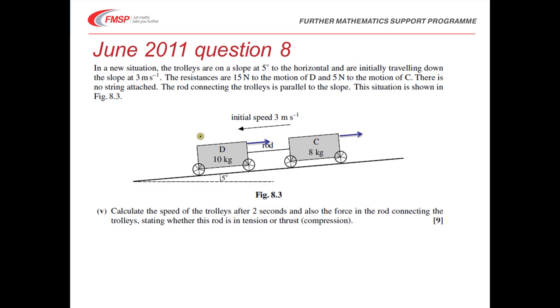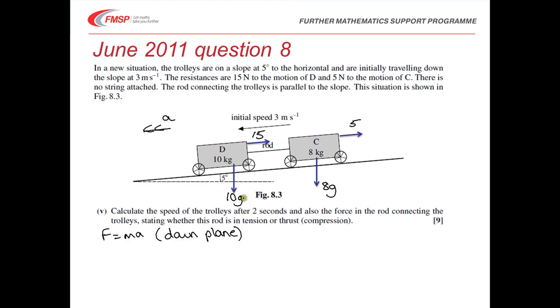So we've got 2 resistances to motion described in the question here, 15 on D and 5 on C. There's no string attached in this case. We've also got the weights involved. For D, that will be 10G, and for C, 8G. And both of those two will have a component down the plane. So if we do F equals MA in the direction of motion, which is down the plane, and let's look at the whole system. So we'll look at both trolleys together.